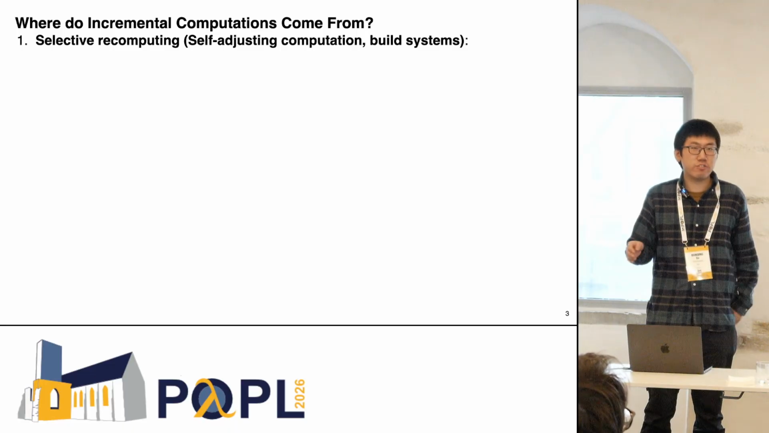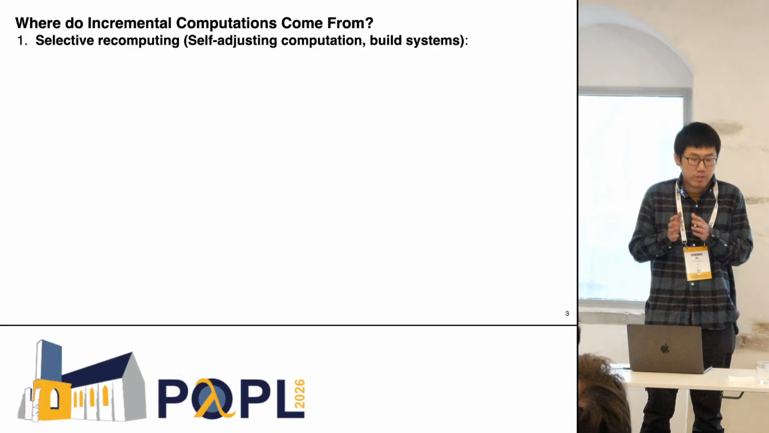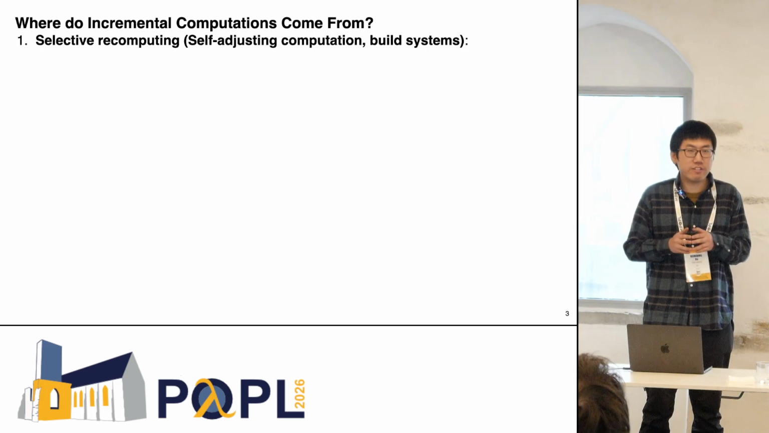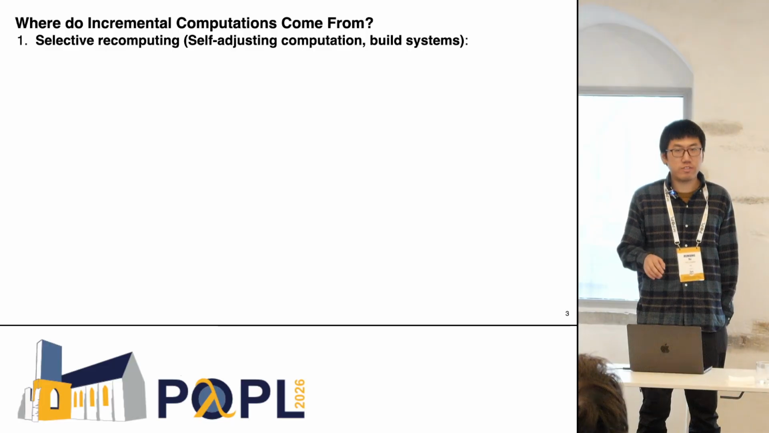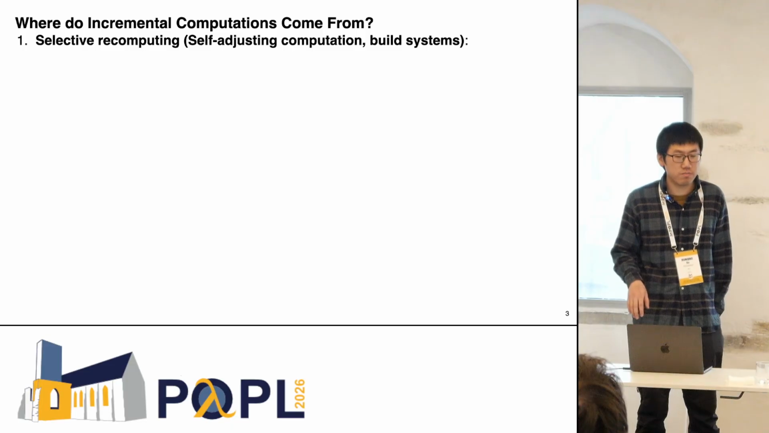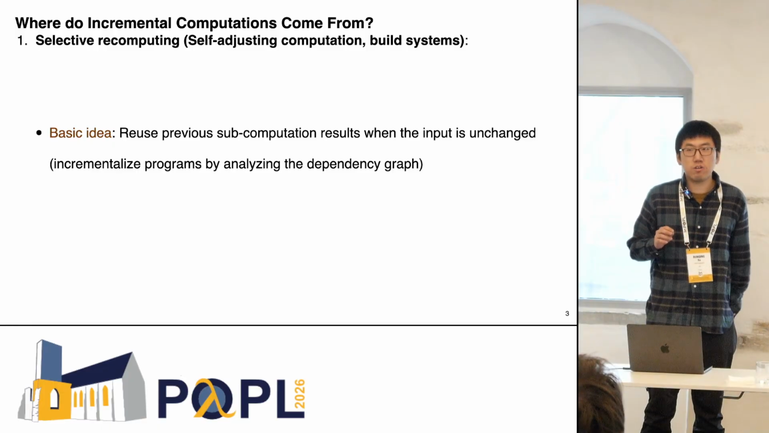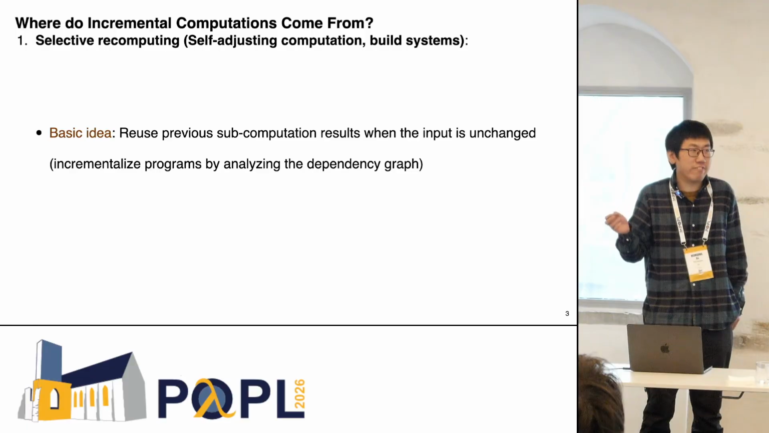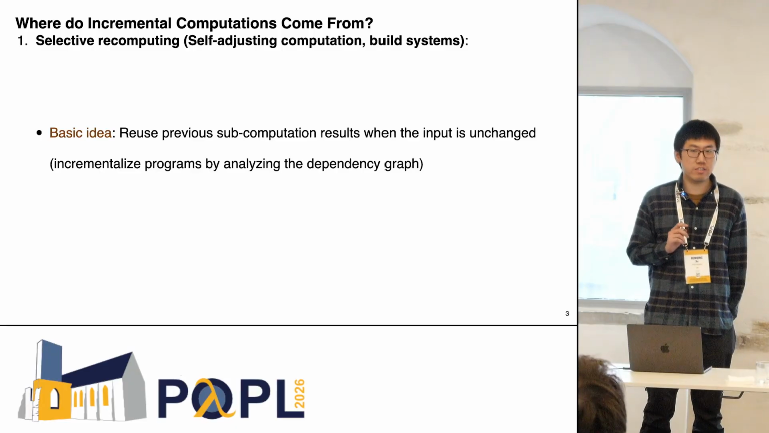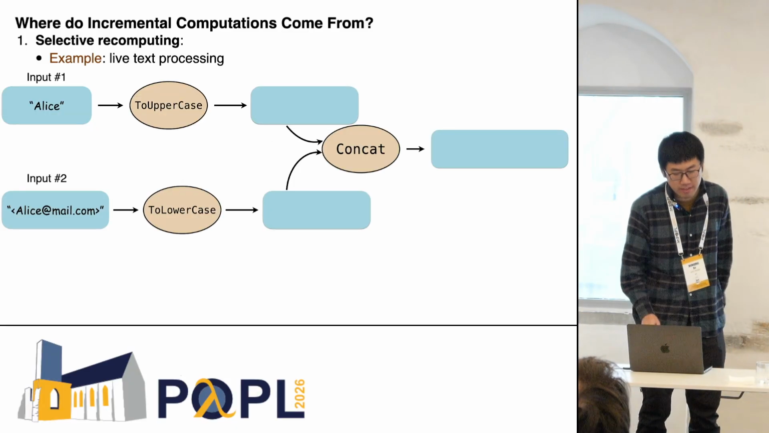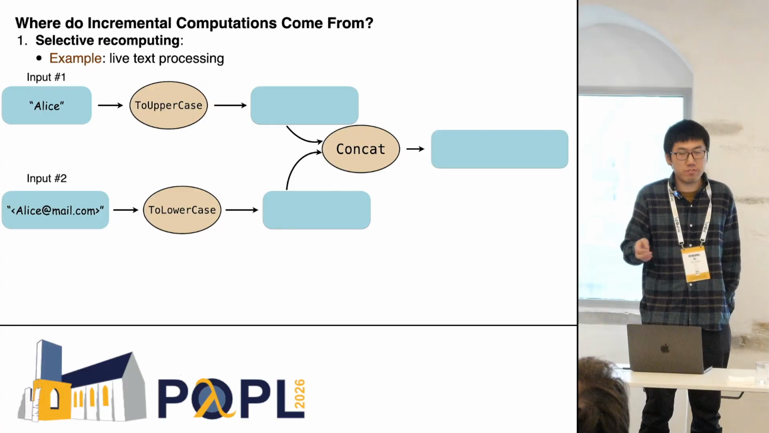As I said, incremental computation applies a different strategy to update the program's output. Now I'm going to introduce two primary approaches of incremental computing. The first approach is called selective recomputation, and representatives of this line include self-adjusting computation and incremental build systems. The basic idea of this approach is to reuse the previous sub-computation results if the input to that sub-computation has not changed. To show you what I mean, let's consider an example of a string processing task.